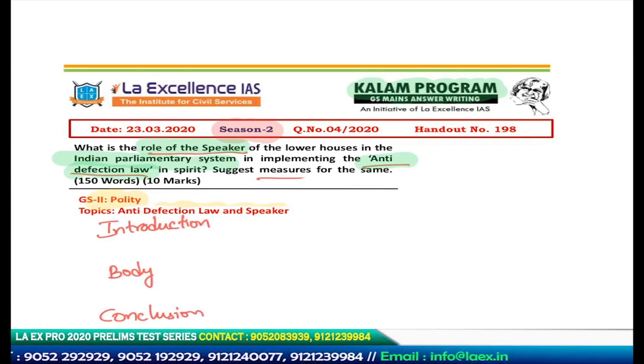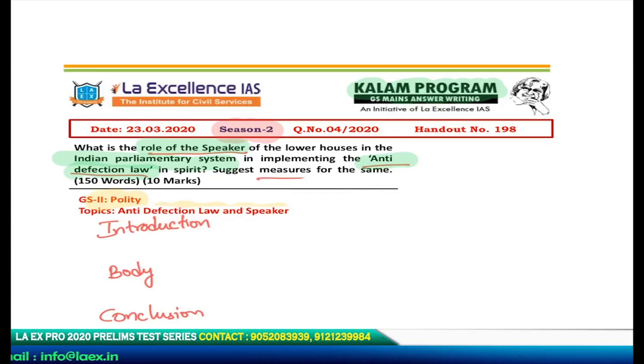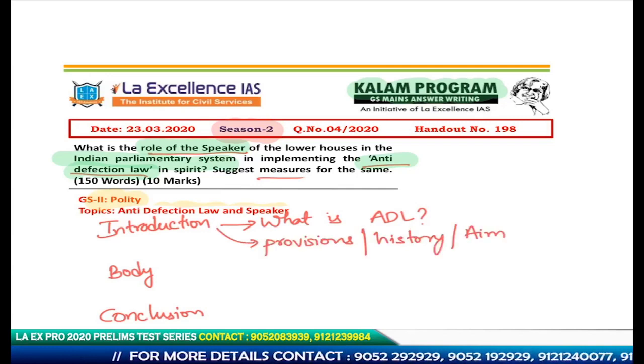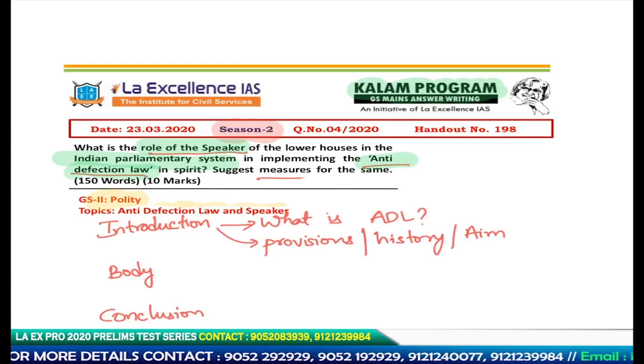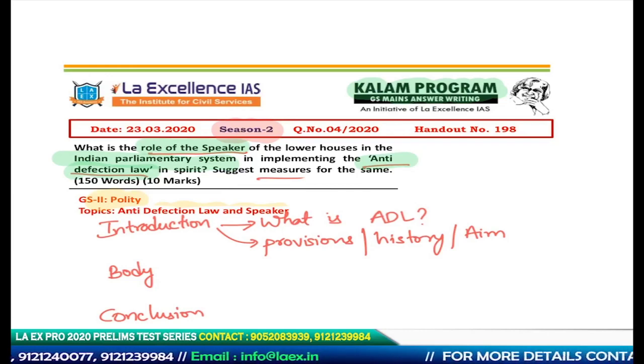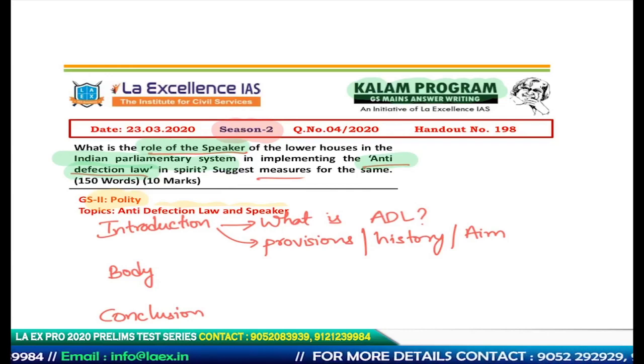Introduction can be written in 2 or 3 formats. Let us discuss how to write it. In first format, we can write about what is anti-defection law. You can just define what anti-defection law is or why it has been formed. Otherwise, we can just write the provisions in short, the history of anti-defection law, or the aim of anti-defection law in short. Introduction has to be short so that the body part occupies majority of the space.